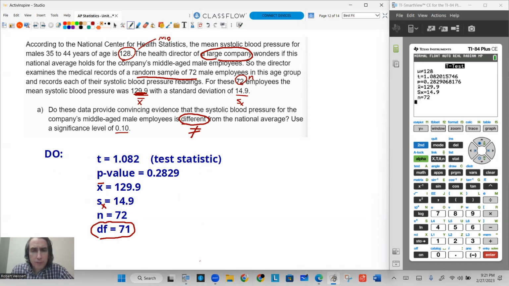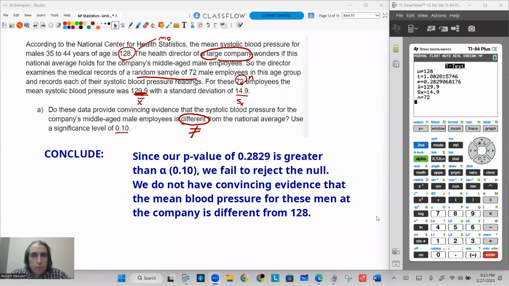Go ahead and do your conclusion. And of course, with a p-value this large, we're going to fail to reject the null hypothesis. We simply don't have convincing evidence that the mean blood pressure for these men at the company is different from 128. So we have run the test. We have made no conclusions based off of it because of our big p-value. That's okay. That happens sometimes. And so let's read through this next part here.